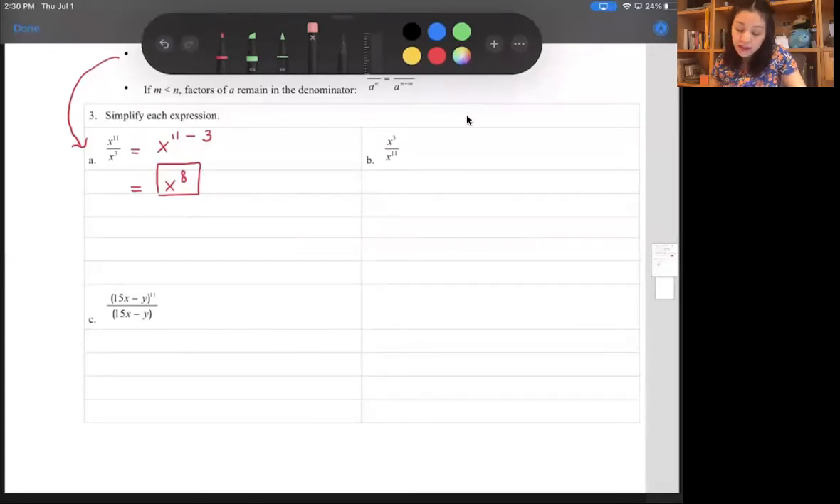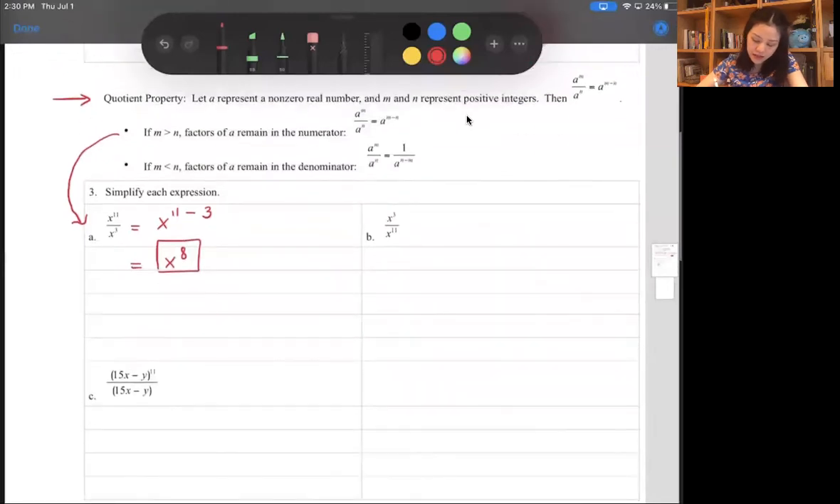Problem B, x to the third divided by x to the 11. Since the degree in the denominator is larger than the degree in the numerator, this is obviously the second case, right? So this is equal to 1 over x to the 11 minus 3. Well, 11 minus 3 is 8, so it's 1 over x to the 8 power.